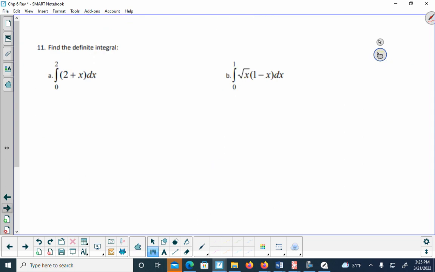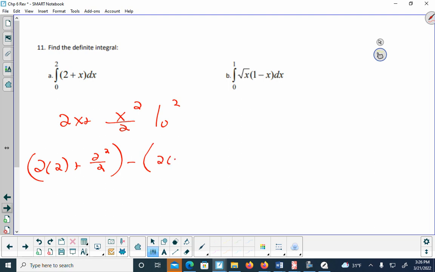Moving on to the next one, it says find the definite integral. Now I have numbers, so I'm going to take the antiderivative first. So this will be 2x plus x squared divided by 2. And then I don't have to write plus c because I'm going from 0 to 2. Now this is where I substitute in 2. So 2 times 2 plus 2 squared over 2, minus substituting 0 now, 2 times 0 plus 0 squared over 2. And I end up with 6 minus 0, which is 6.